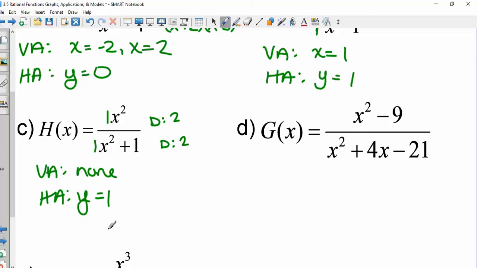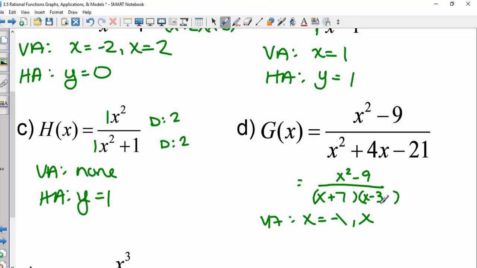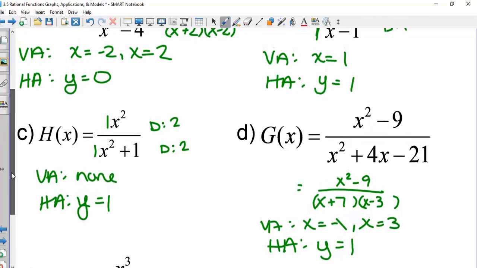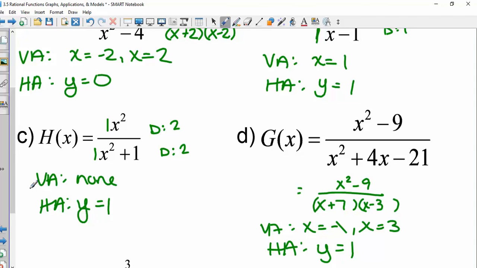Alright, G. What do we need to do here? Factor. So the bottom would break into what multiplies to negative 21 and adds to positive 4. So what are the vertical? -7, 3. And what would my horizontal asymptote be? 1. Yep. Again, it's same degree on top and bottom, so it's just y equals 1.